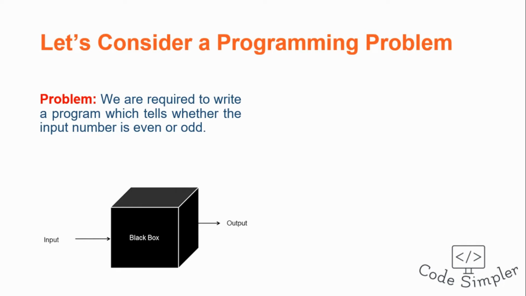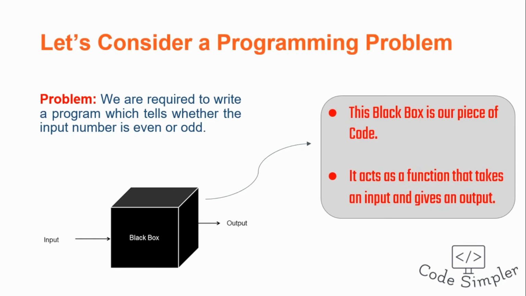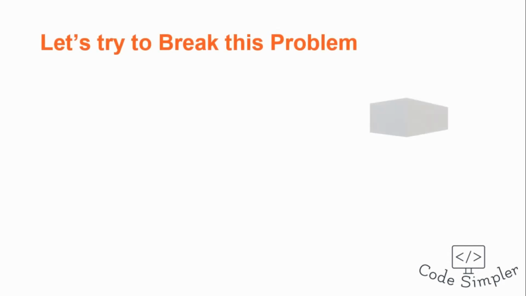Visualizing this problem, we can say that our code is a black box in which we give input and it gives us output. This black box is actually our piece of code. It acts as a function that takes an input and gives an output. Let's try to break this problem.